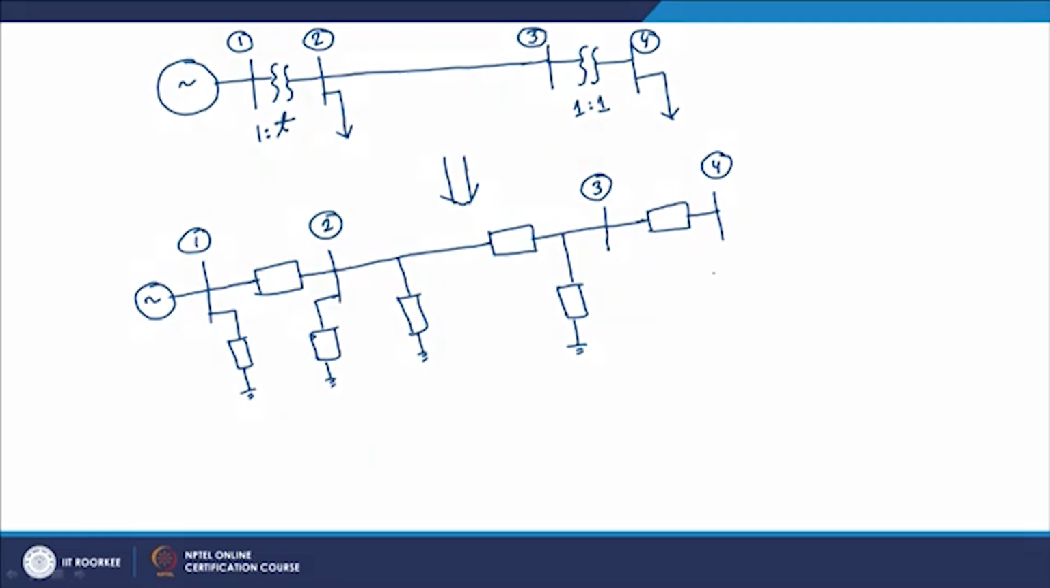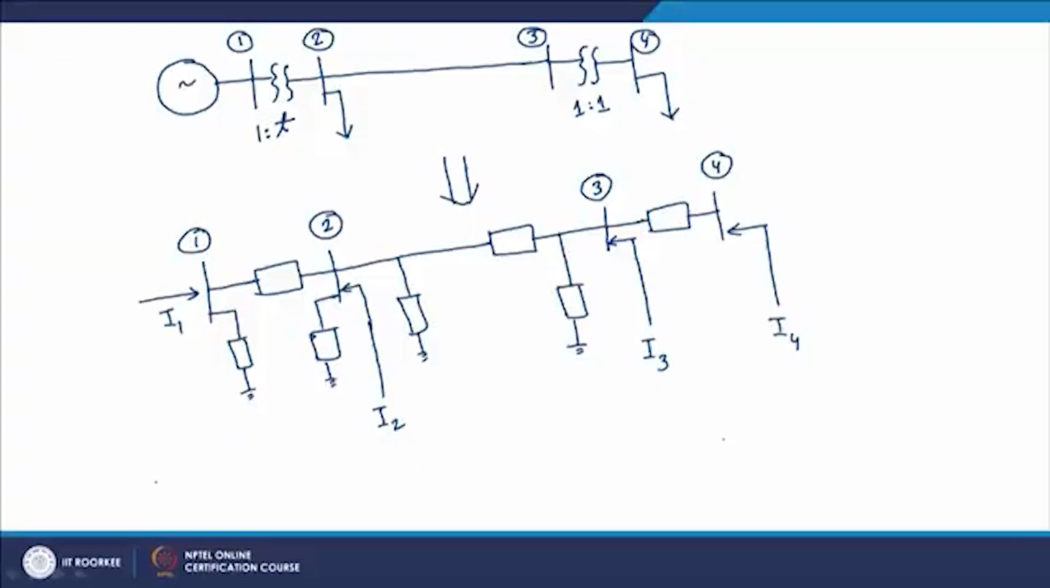Now as we have already discussed, for each bus, whether there is a load or a generator or nothing, at each bus we can define something called current injection. So let us say at bus 1 I have an injected current I1, at bus 2 we can have some injected current I2, at bus 3 some injected current I3, and at bus 4 some injected current I4.